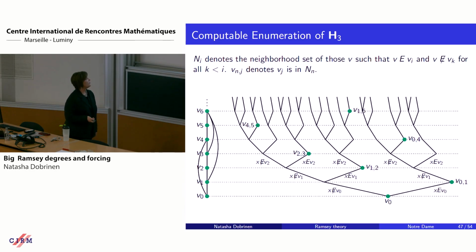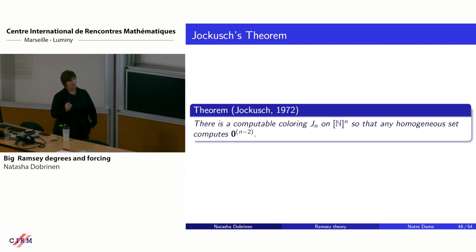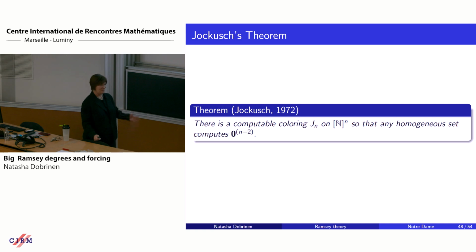So we go back to our coding tree and we remind ourselves what this looks like. So now we're doing a very fine-tuned approach to exactly the structure we care about, not some encoding of it in some other wild structure. And we're going to use this very important theorem of Jockusch that's been used in computability theory for many, many, many, many things, which is a particular way of constructing computable colorings on subsets of n, so that any homogeneous subset is going to compute the n minus 2 Turing jump.